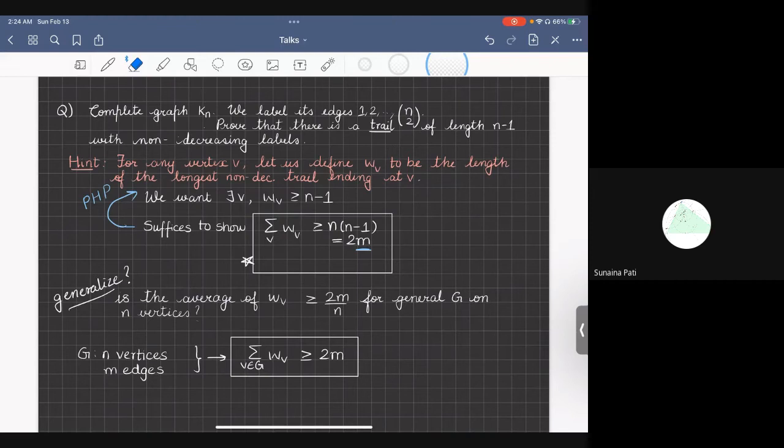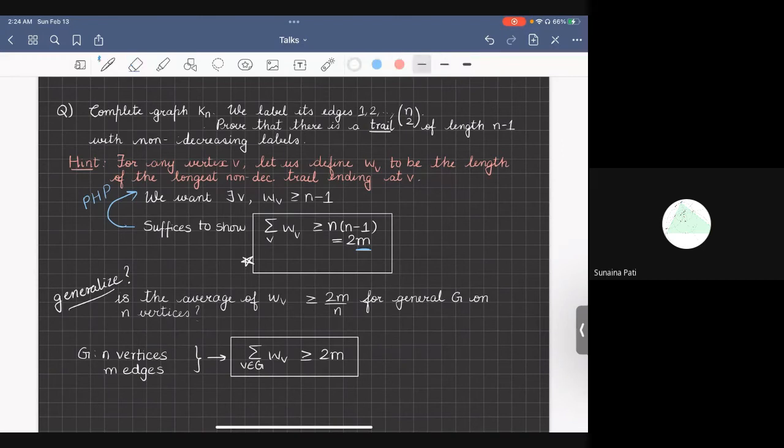I don't know if this would be useful, but 2m by n is like the average degree. So the average of W_V is greater than the average degree. Yes, that is true. I did try to think about it in that way. I wasn't able to make much progress in that direction, whether we could directly prove that the average weight and the average degree are related.